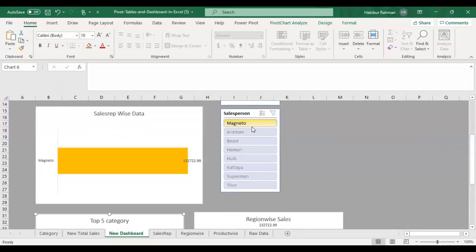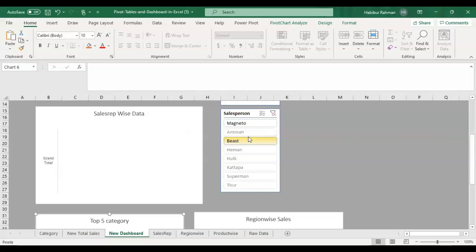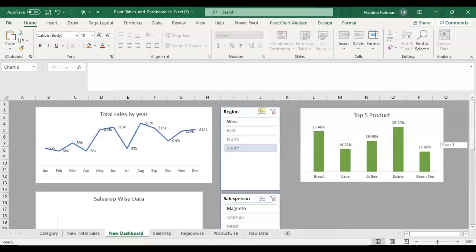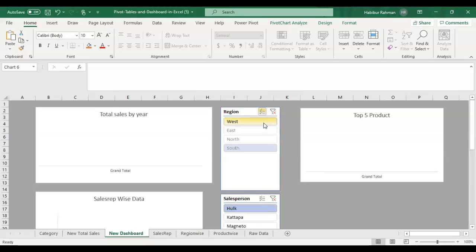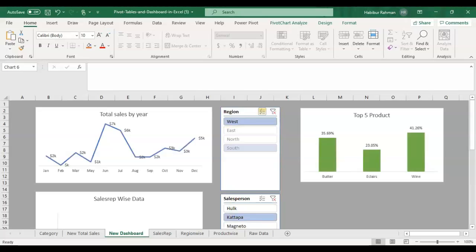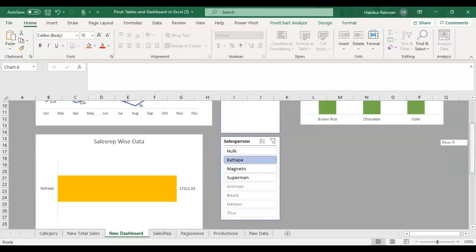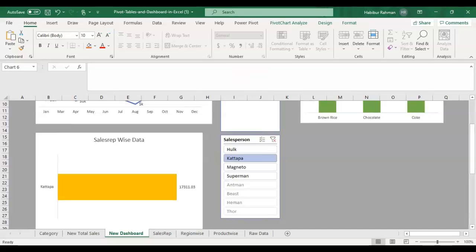Salesperson, by clicking this. Magneto, now Ant-Man, cool.